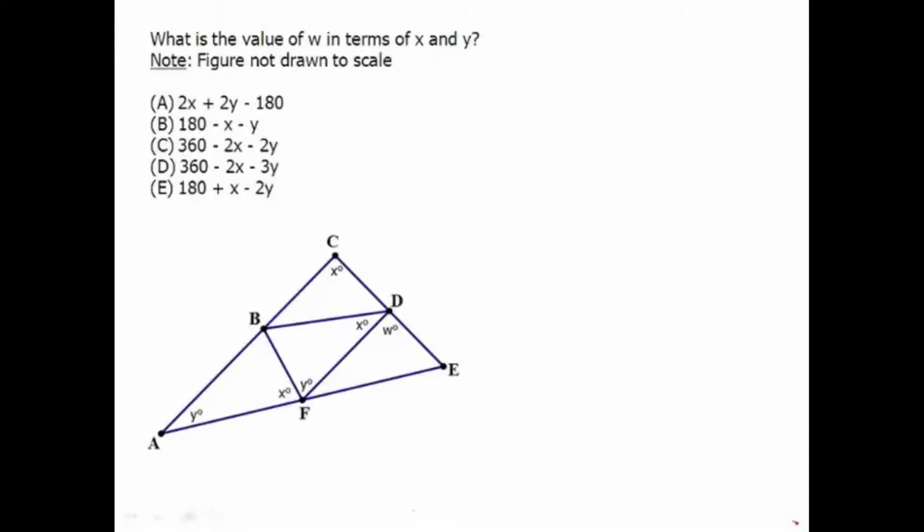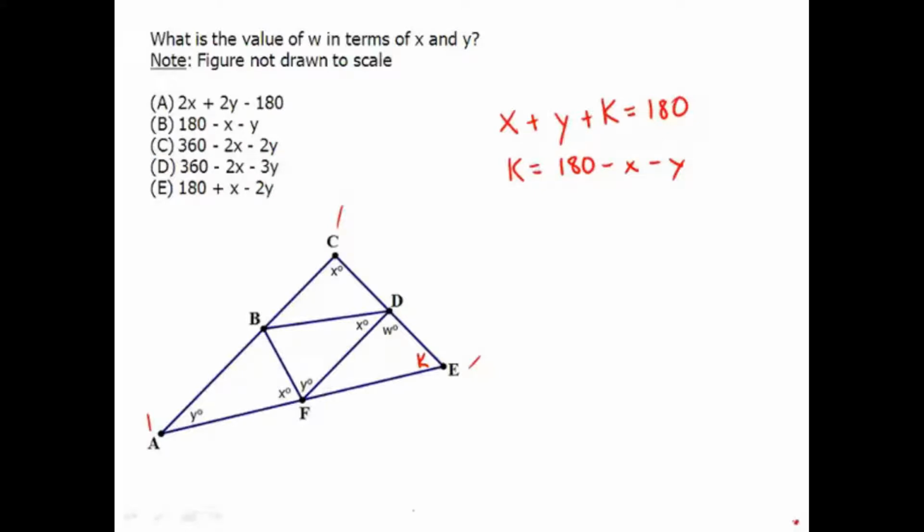What is the value of W in terms of X and Y? First thing I'm going to say is look at the whole triangle, from A to C to E. Of course, the three angles in this triangle, or in any triangle, have to add up to 180. So I'm just going to call this angle here K. Then it's clear that X plus Y plus K equals 180. We could also say that K equals 180 minus X minus Y.